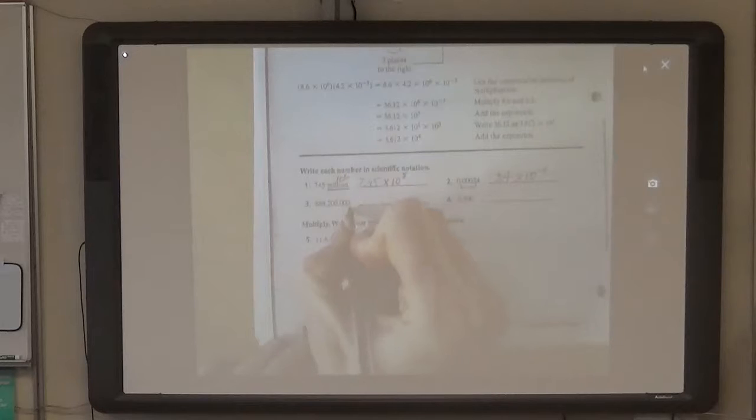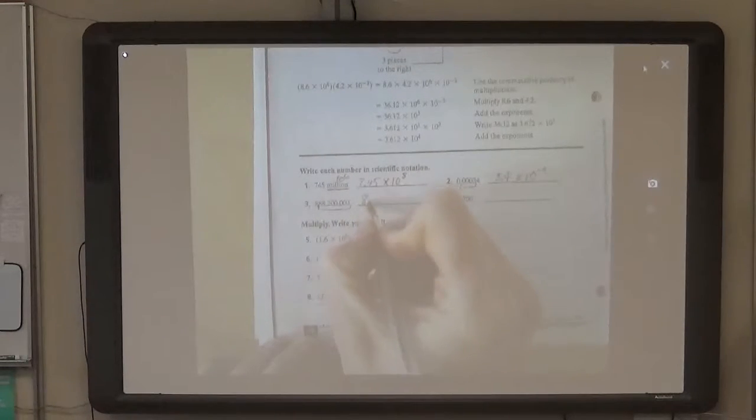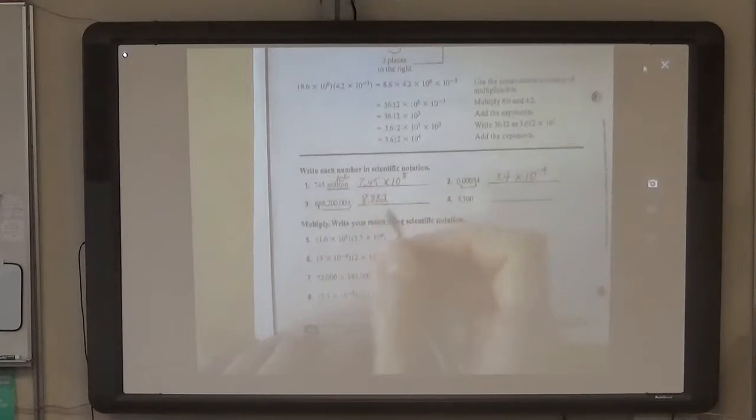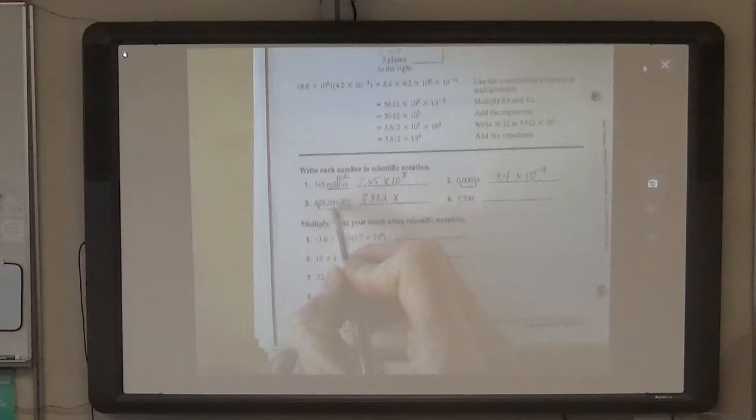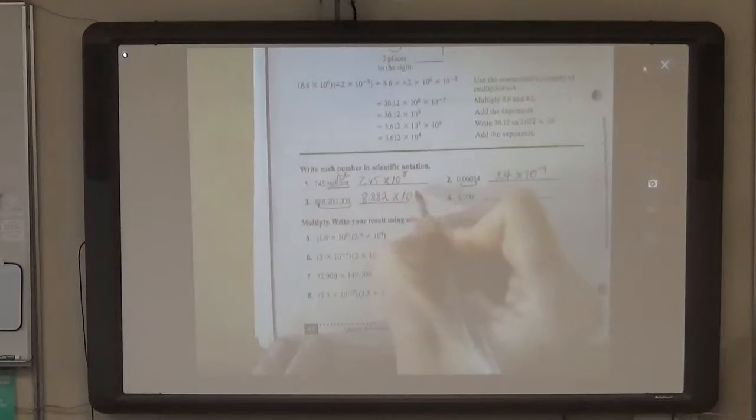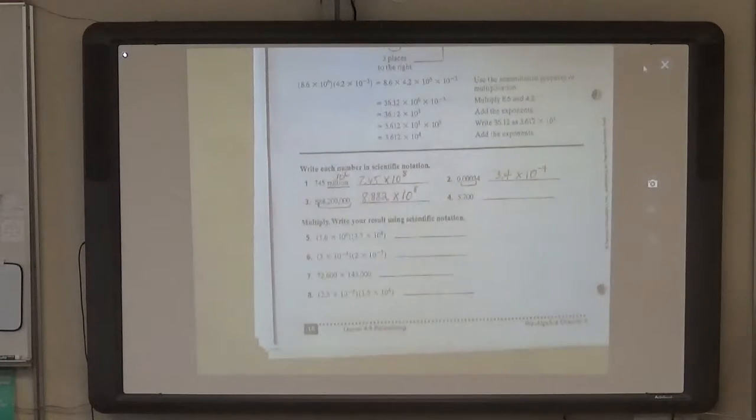How about this one? Starting with a really big number. This is 8.882. Those are the non-zero digits. So you put all of the non-zero digits, until it starts to be just zeros. Okay? And then it's times 10, and we've got the 8th power again. Yep.